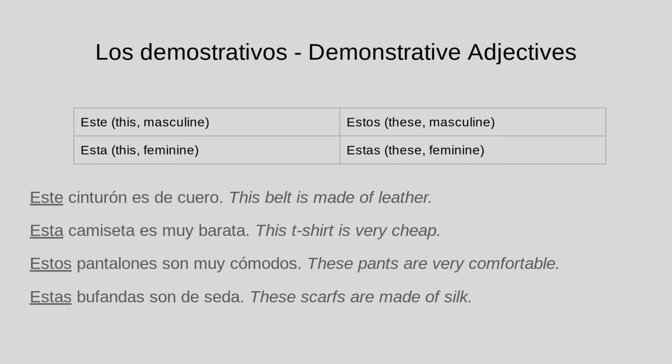For example, este cinturón es de cuero. This belt is made of leather. Esta camisa es muy barata. This t-shirt is very cheap. Estos pantalones son muy cómodos. These pants are very comfortable. Estas bufandas son de seda. These scarves are made of silk. As you can see, these demonstrative adjectives must agree with the word that they follow. Unlike other adjectives, they go in front of the noun, but again, still agree with the noun in gender and number.